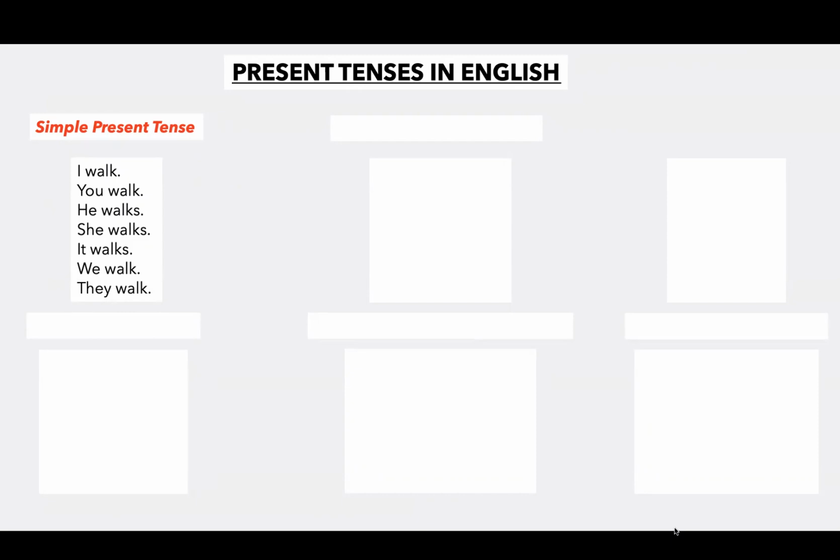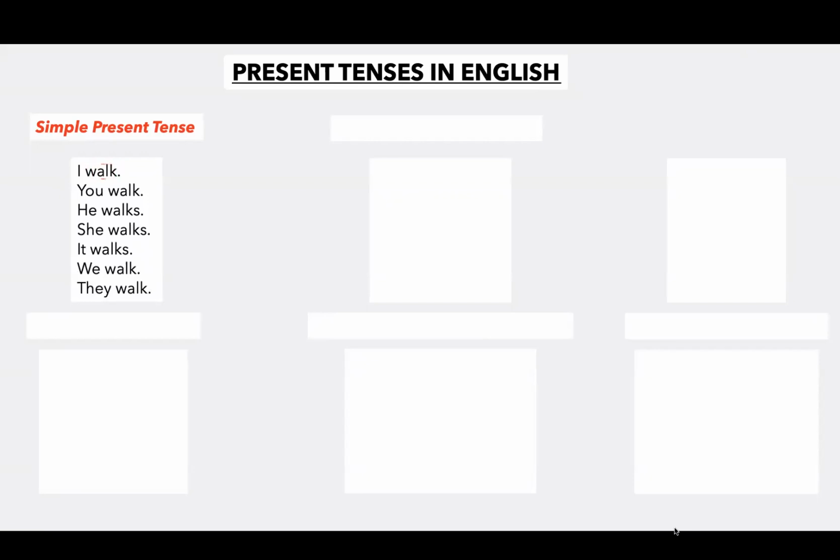And when the subject is you, we say you walk. And with the subject pronouns he, she, and it, we add an s at the end of the verb, the present form. He walks, she walks, it walks. We walk. Again, no s at the end. When the subject is we, they, I, or you, no s at the end. We just use the present form of the verb. But if the subject is he, she, or it, we use the verb 1, the present form of the verb, and then we add an s at the end. So that's all about simple present tense.